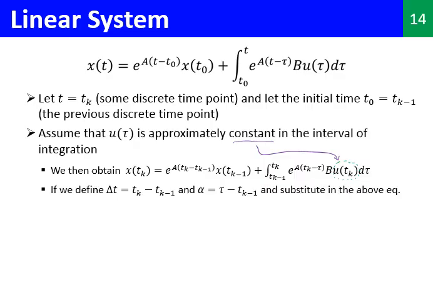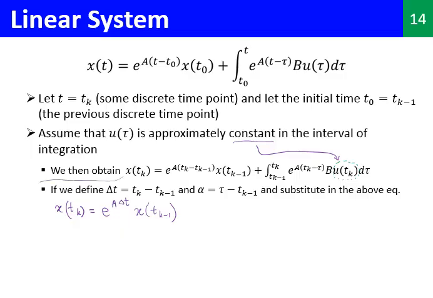Now if we define delta t equals tk minus tk minus 1, and I will introduce a variable alpha which is equal to tau minus tk minus 1, and if we do the substitution for this equation, we get x(tk) on the left hand side is equal to e to the A delta t, and next I have x(tk minus 1).